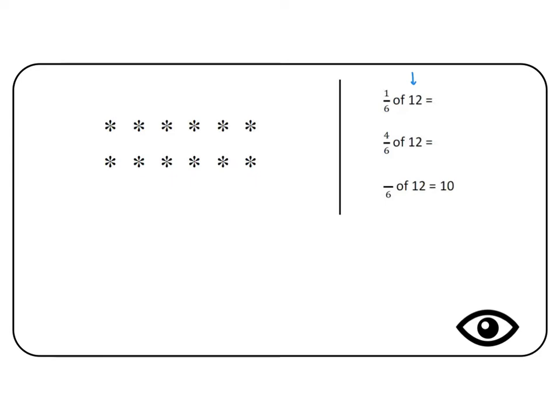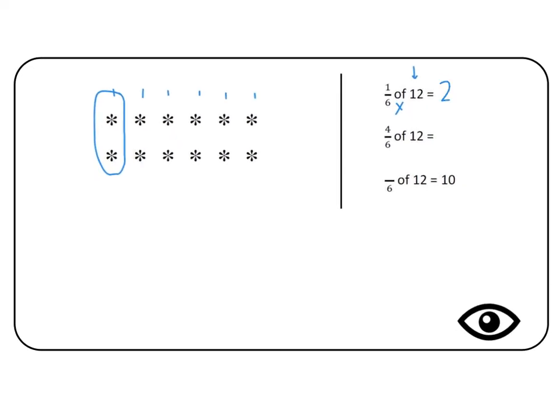So our first thing asks us to find 1/6. Now, of means multiply, so we're going to be finding 1/6 of 12. Now, we could do this in a couple of ways. We could do this with a picture, and we can also do this with math. Today, our goal is to be able to do both. So let's start off with our picture. We have 1/6. So notice I have 1, 2, 3, 4, 5, 6 rows. So if I were to circle one of the 6, then I only have 2 stars circled.